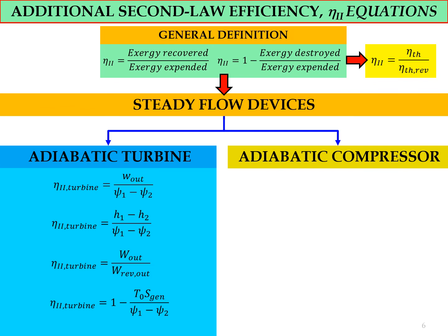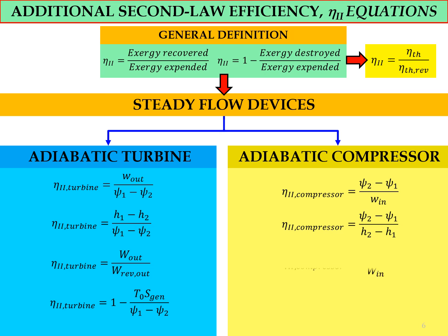Now we look into the adiabatic compressor, which is the work consuming device. So the second law efficiency is equal to the exergy at state 2 minus exergy at state 1 divided by work in. And then we also can use the enthalpy equation, which is equal to exergy at state 2 minus exergy at state 1 divided by enthalpy at state 2 minus enthalpy at state 1. And we also can use the work reversible in divided by work in. And the final one, we can use 1 minus T naught times entropy generated divided by h2, which is the enthalpy at state 2 minus enthalpy at state 1.